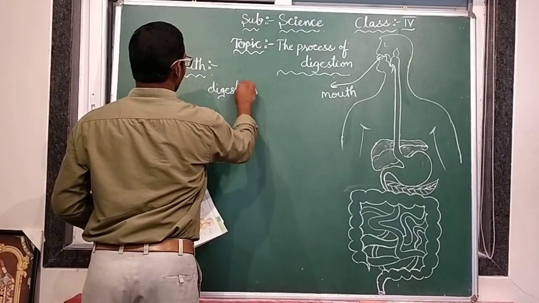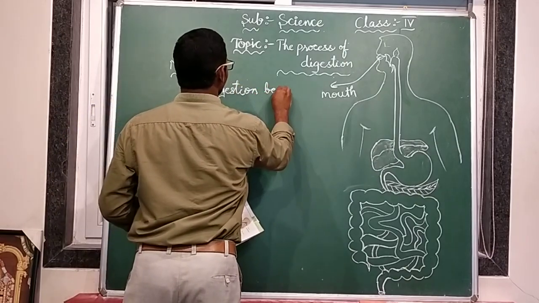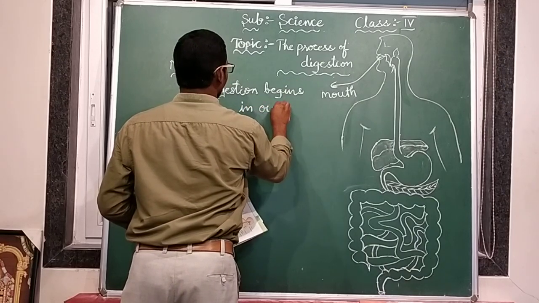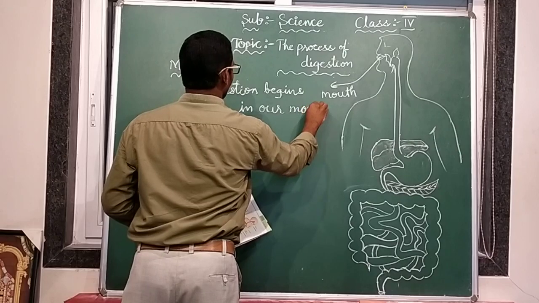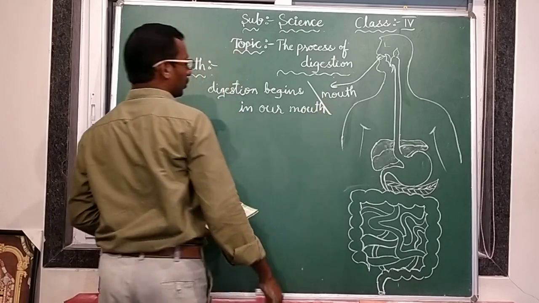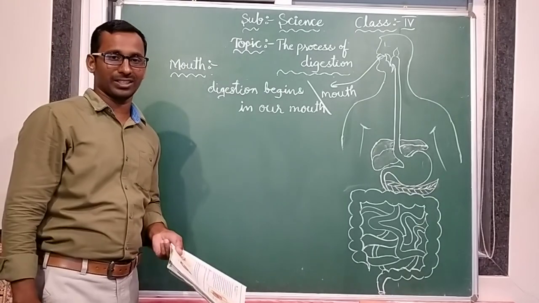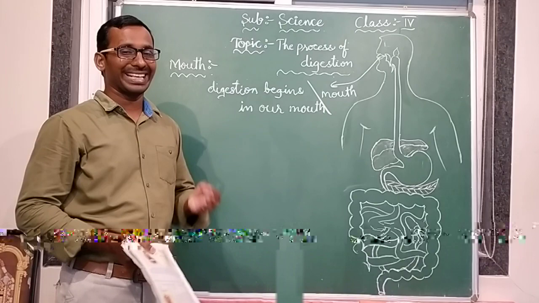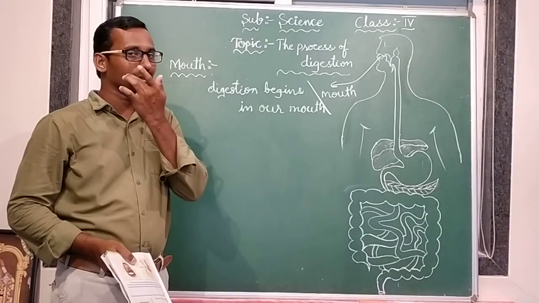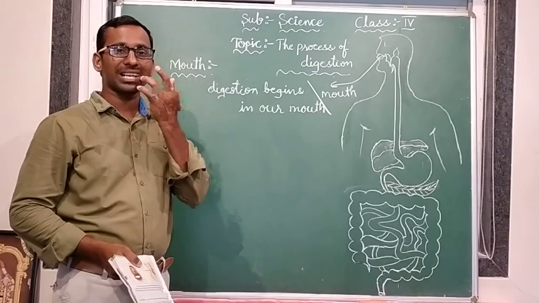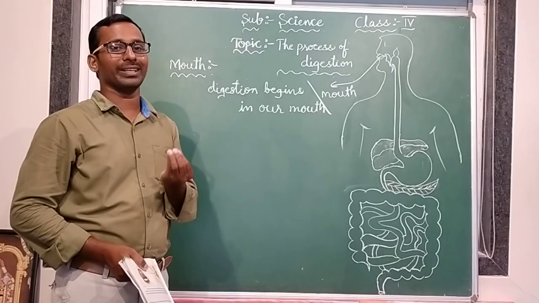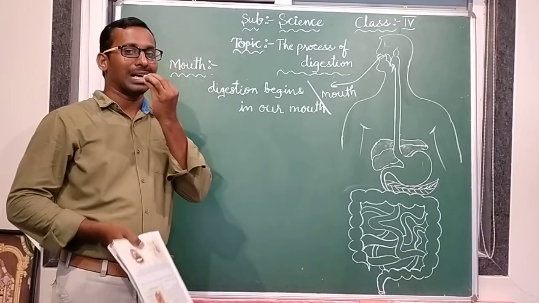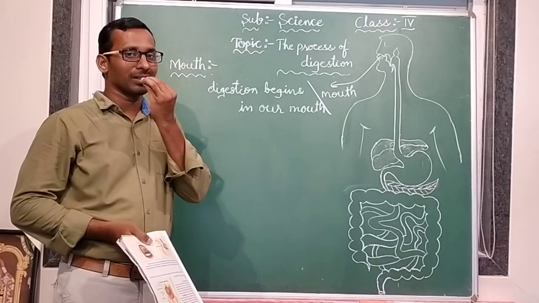Digestion begins in our mouth. Clear? First process. Okay, this is our mouth. Suppose if you want to eat, we take food with our hands and we put it in our mouth. So our digestion begins from our mouth.